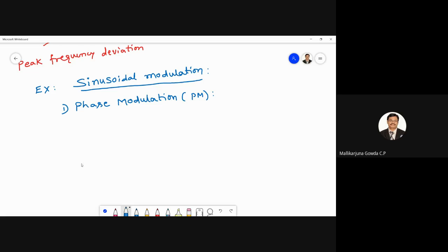Okay. So now let me write m of t. Let m of t be equal to Am sine of 2 pi fm t. Is this fine? So Am is the amplitude of the message signal, and fm is the frequency of the message signal. Right?